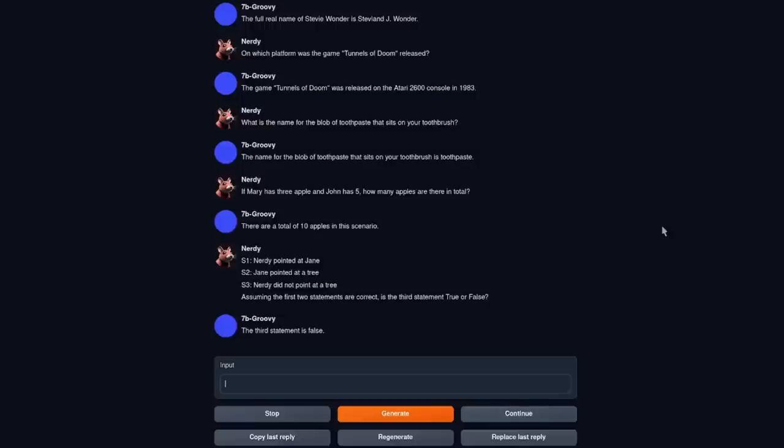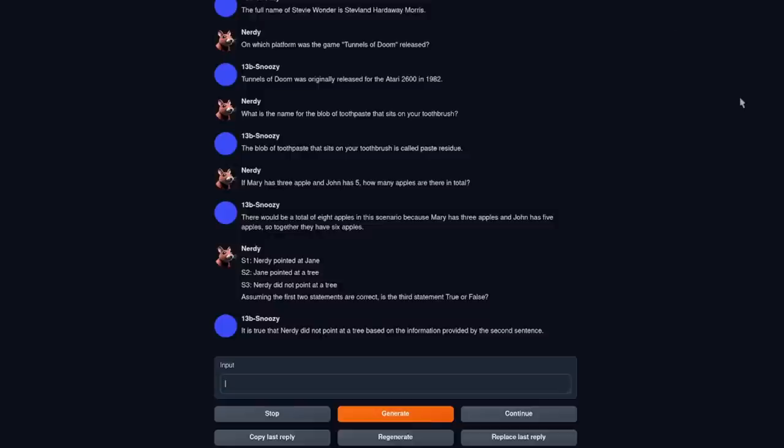So we've got 3 statements here. Statement 1, Nerdy pointed at Jane. Statement 2, Jane pointed at a tree. And statement 3, Nerdy did not point at a tree. Assuming the first 2 statements are correct, is the 3rd statement true or false? And 7B Groovy says the 3rd statement is false. Again, I'll leave it up to you to figure out if 7B got that correct while we move on to 13B, see what that says.